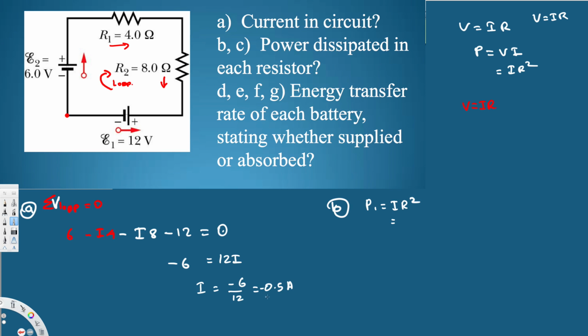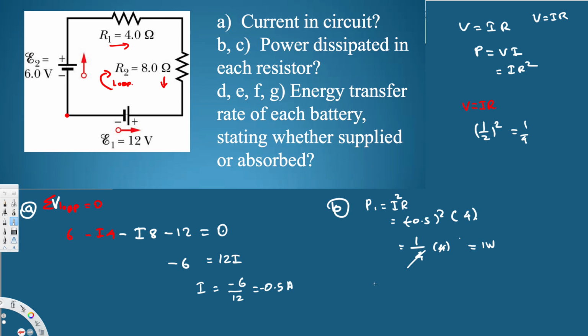P1 is going to be I squared R, because we are replacing V with IR. Here we have negative 0.5 squared, and R is 4. I squared is the same as 1 over 2 squared, which is equal to 1 over 4. So 1 over 4 times 4 is going to give us just 1. So the power at R1 is 1 watt.